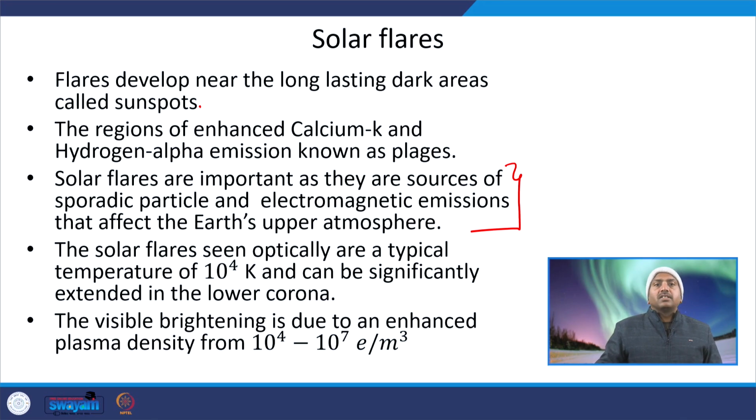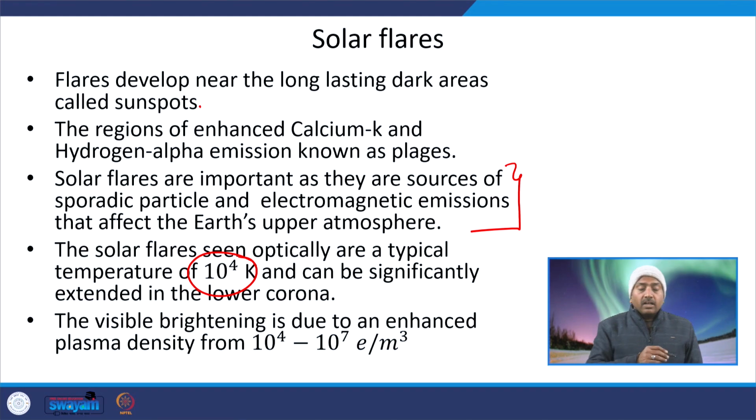Solar flares are seen optically with a typical temperature of 10^4 Kelvin. So they are relatively cool in comparison to what you expect, right? They are relatively cool and can be significantly extended in the lower corona. I have already talked about the corona and the chromosphere, which are the prominent regions where solar flare activity can be found. Okay.